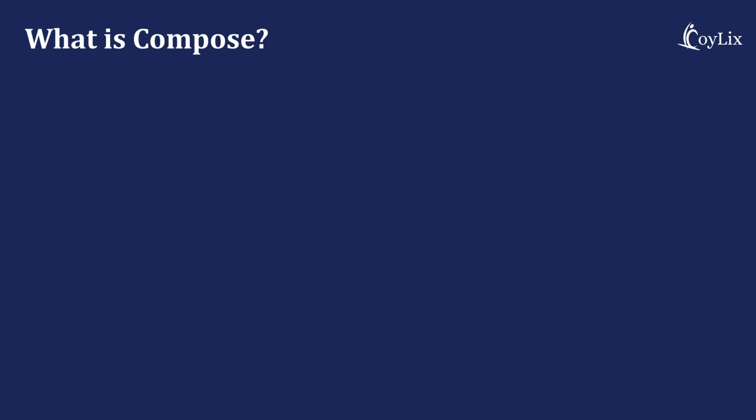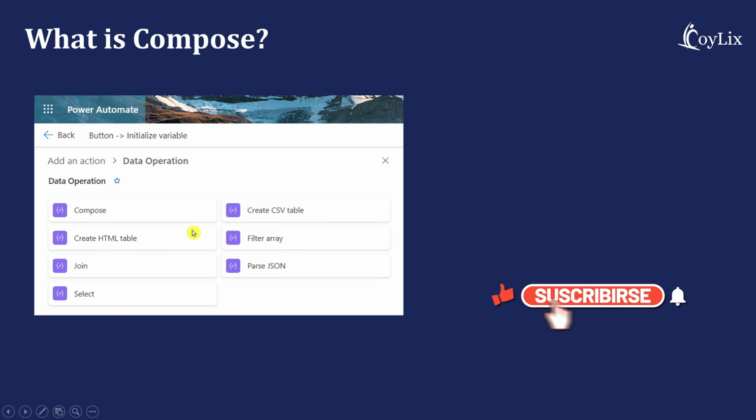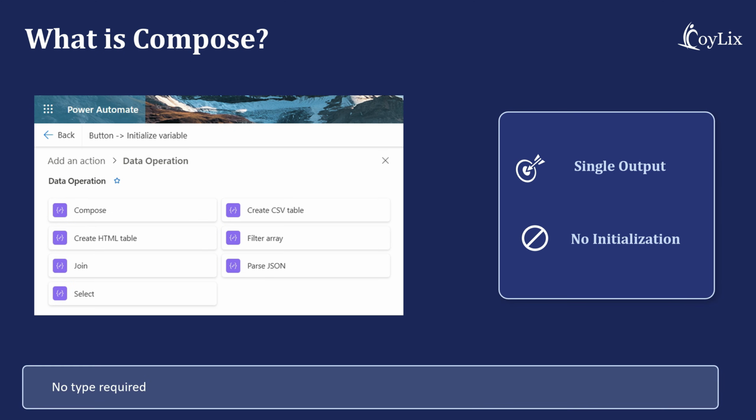Now let's talk about the compose. So compose lives under the data operation category alongside actions like filter array, join, parse JSON, and select. So here is the key difference. According to the Microsoft guidance, compose is designed to generate a single output from a given input, and it does not require any initialization or declaration. So here you don't choose type, you don't create a variable, you simply provide a value or an expression, and compose produces an output that you can reference later.